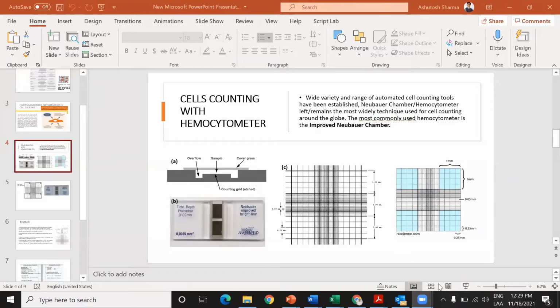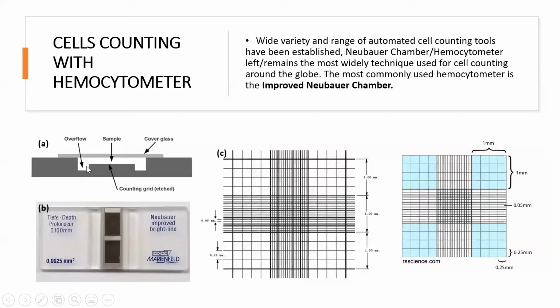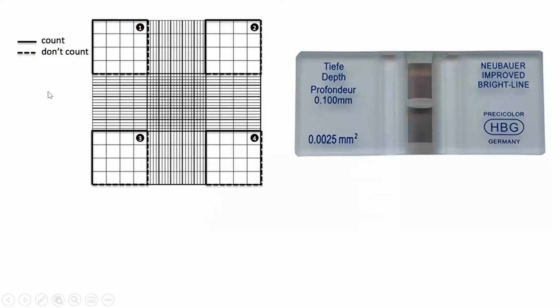As I mentioned, we have two ways to do this, manually or automatically, right? The most important thing that you already know is the structure: the 1 millimeter square grid structure, 9 big squares, and within the 9 you have 16 small squares. You also know the rule that you avoid counting the cells which are on the right and the bottom line, right?